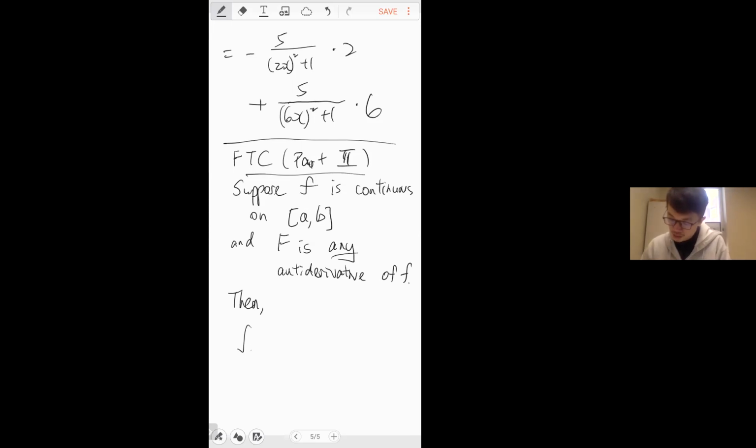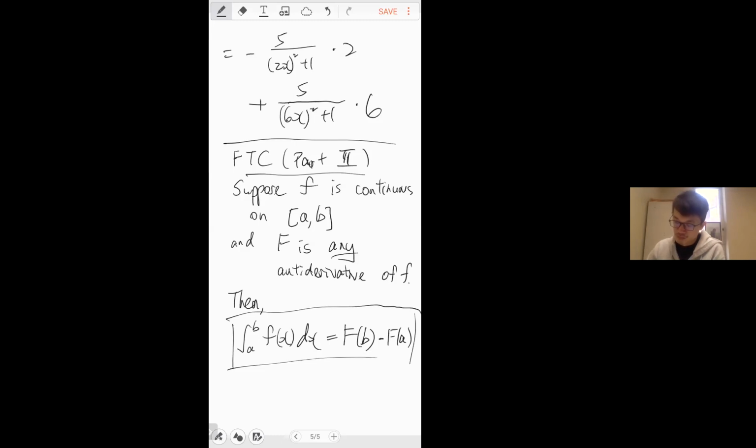Then to compute the integral, it's the same as plugging b and a into your antiderivative and subtracting like this. So you put b inside your antiderivative, subtract, and you put a into your antiderivative. This is the formula.